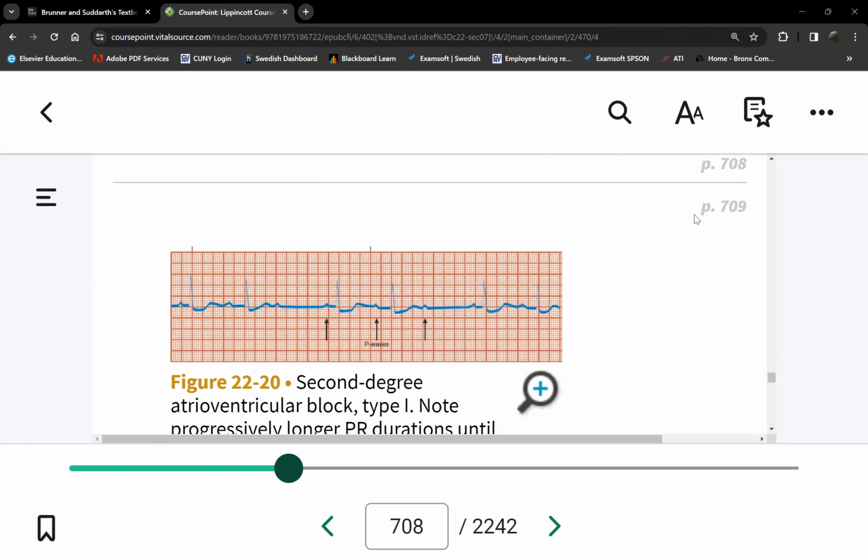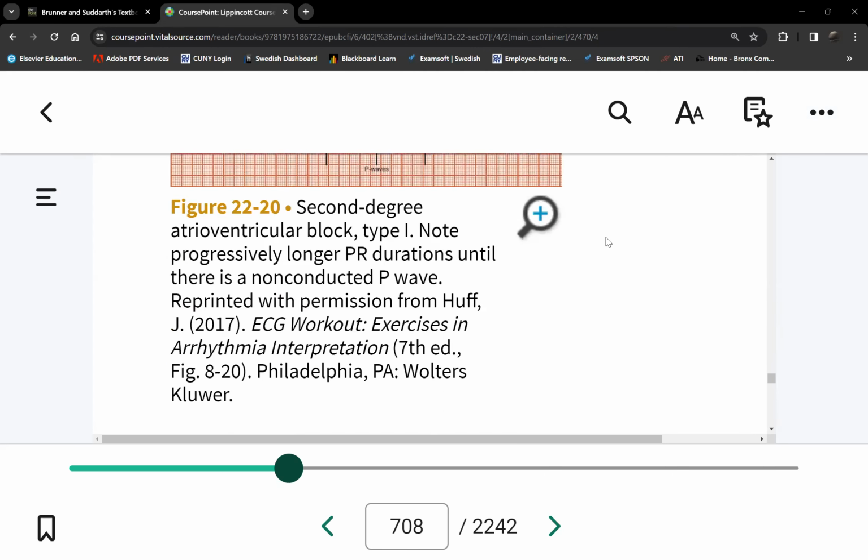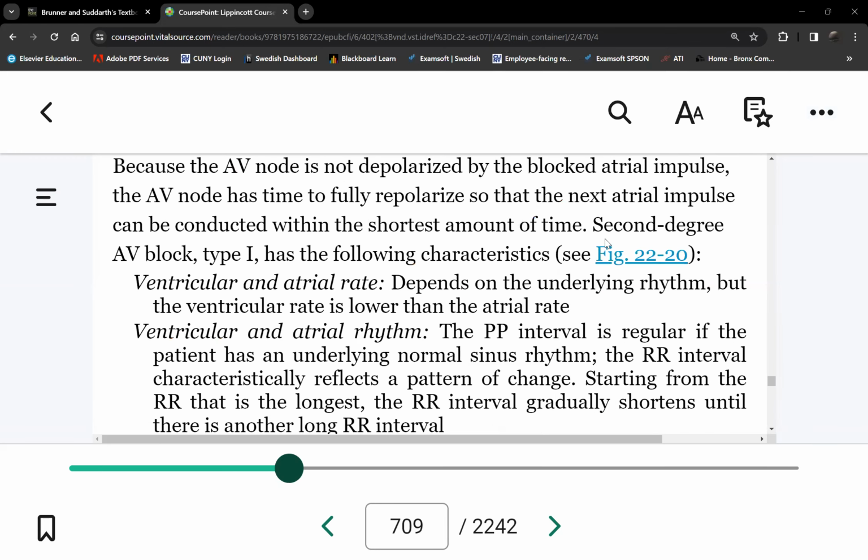So the decision whether or not to treat depends on whether this patient has symptoms. So asymptomatic second degree type 1, do we necessarily treat? No. Same thing as first degree heart block, it depends. Let's look at the underlying possible causes, try to modify or eliminate them, and then see what happens. Let's go now to second degree type 2.